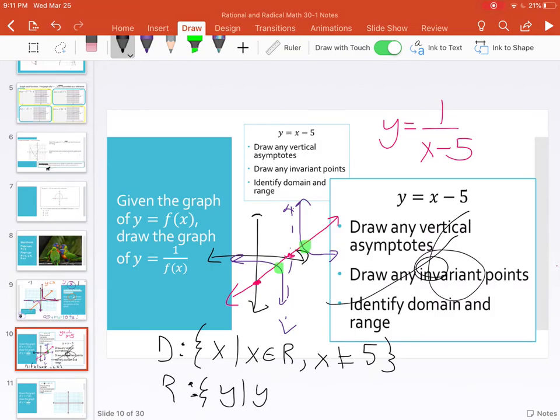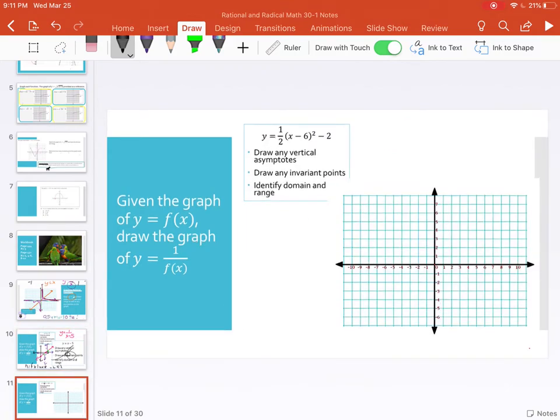Y is an element of all real numbers. However, y cannot equal 0 because that's where the horizontal asymptote is in this case. Okay, so let's try to graph this one. Again, we're going to graph it on our graphing calculator.